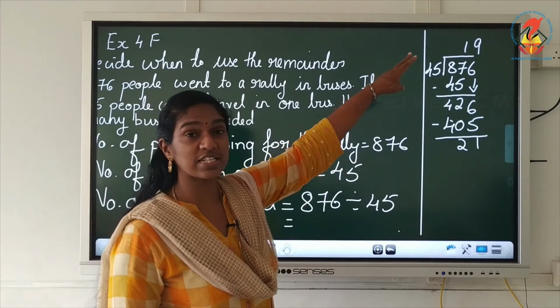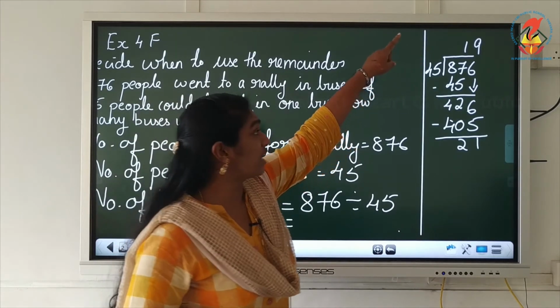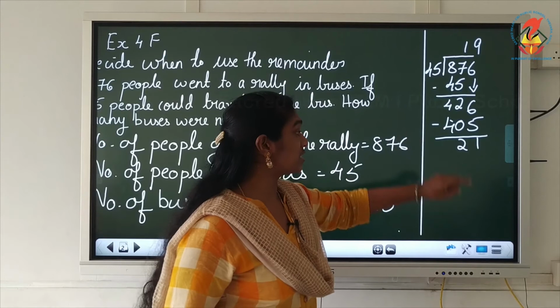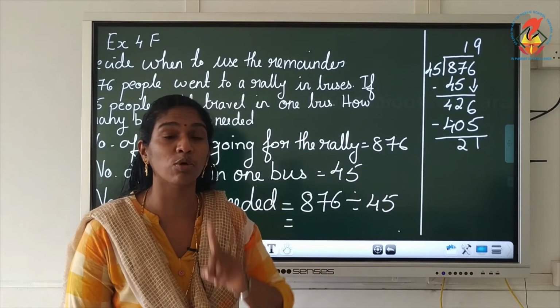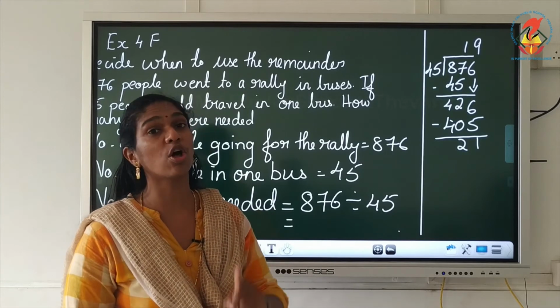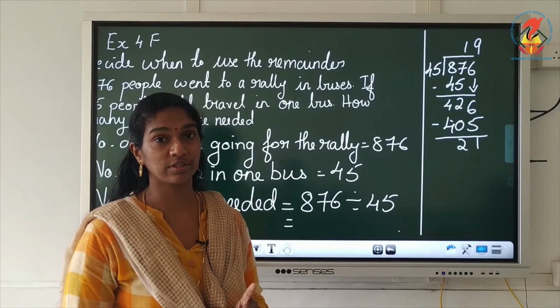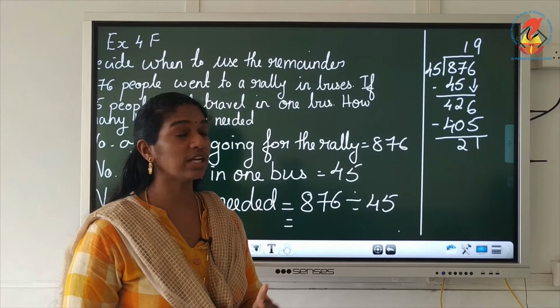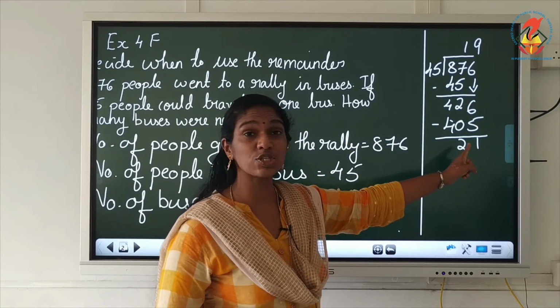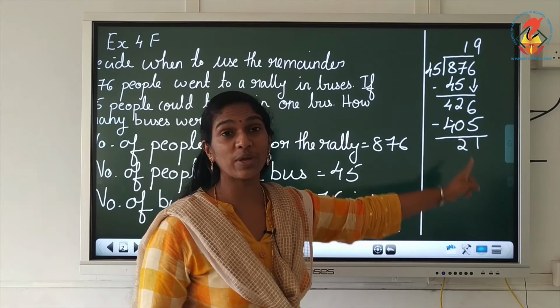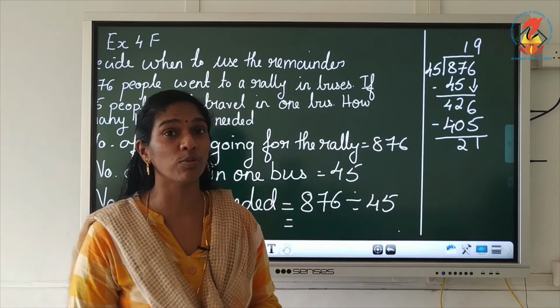How many buses can be taken? You can take 19 buses, but still 21 people are left over. For them also we need one more bus. These 21 people also have to go for the rally. Isn't it? All the 876 people have to go for the rally. But there is a balance of 21 people left. These 21 people also need one more bus.